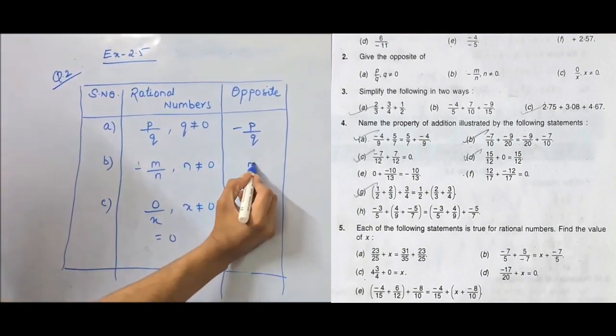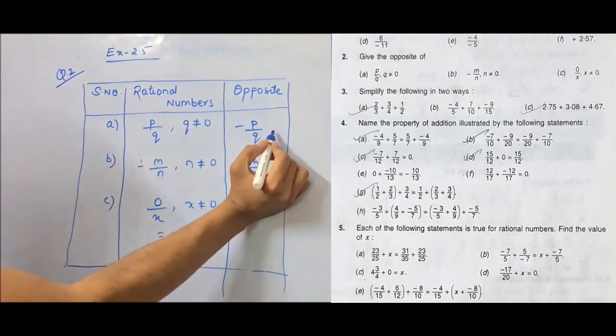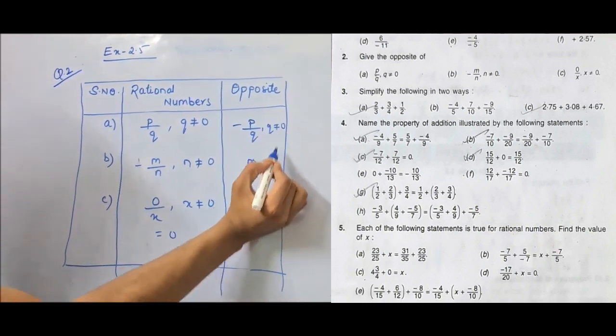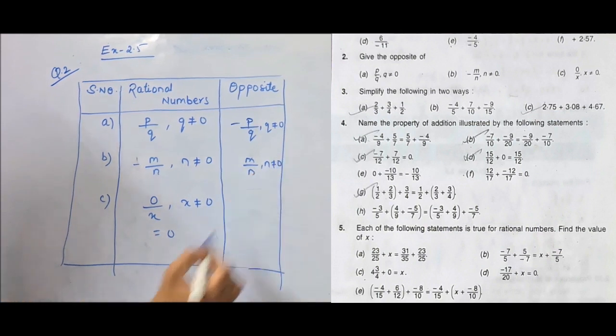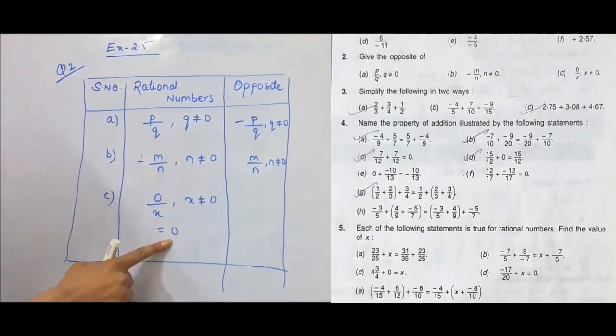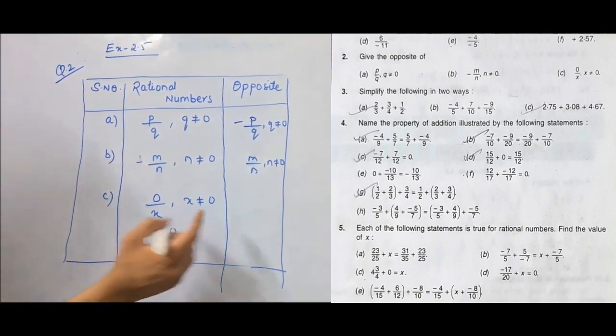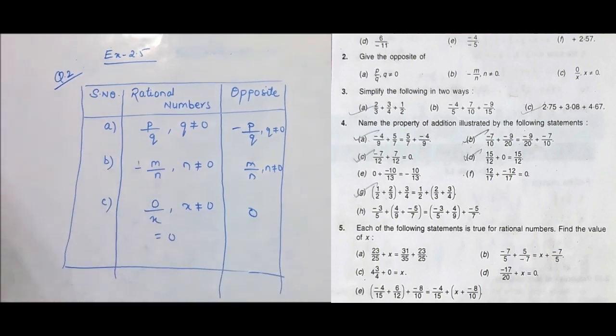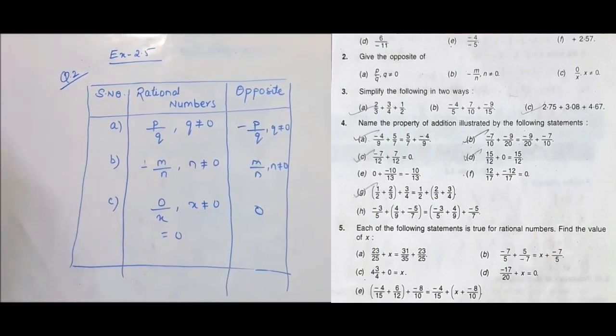The opposite will be a positive rational number m by n, where you need to specify that q should not be equal to 0 and n should not be equal to 0. You know that the opposite of 0 is 0 itself, because it is neither positive nor negative.